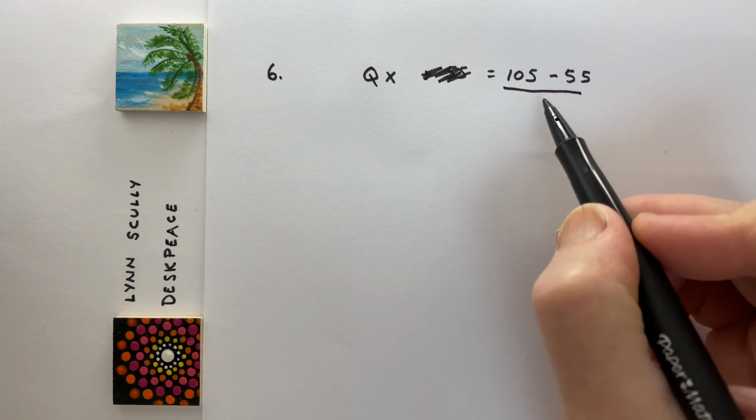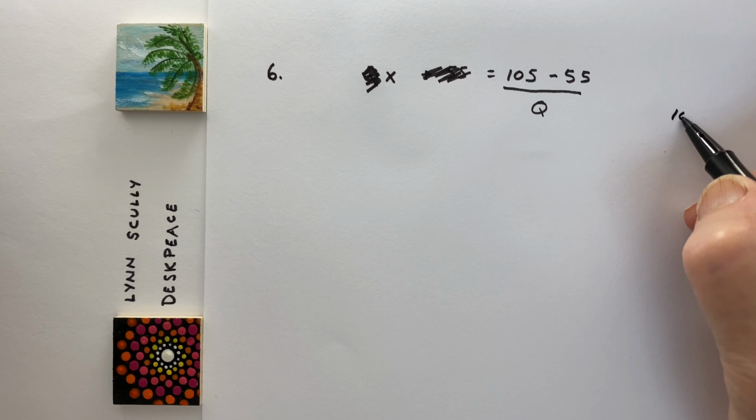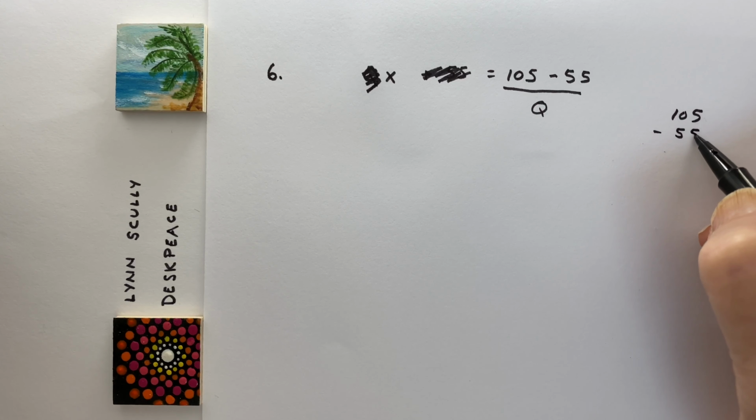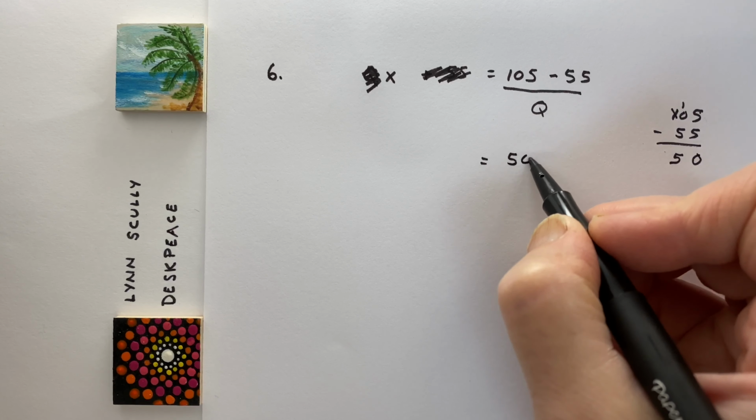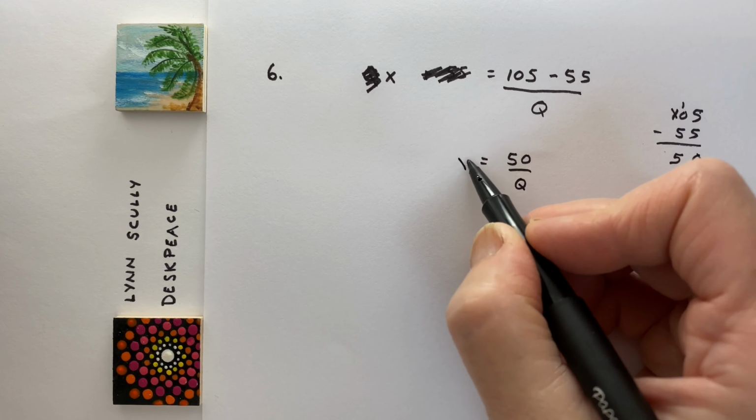Now I'm done, but I can clean this up. 105 minus 55. 5 minus 5 is 0. Borrow a 1 here. 10 minus 5 is 5. So I get 50 over Q equals x.